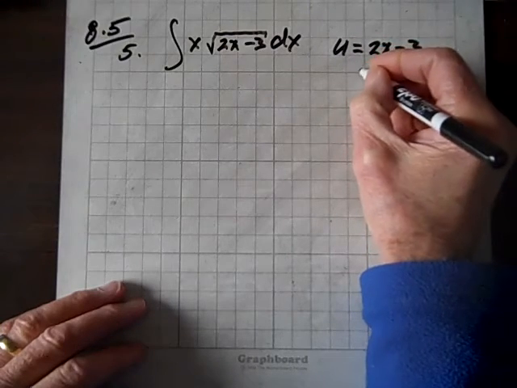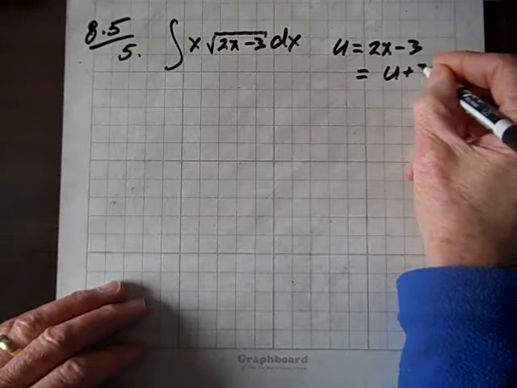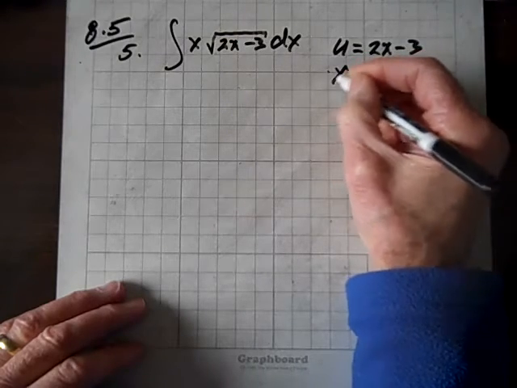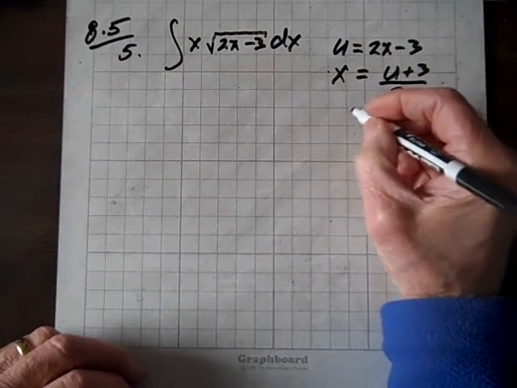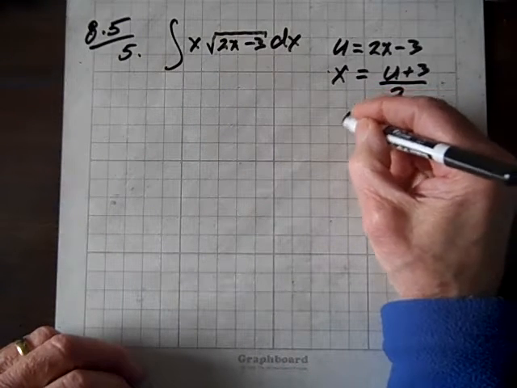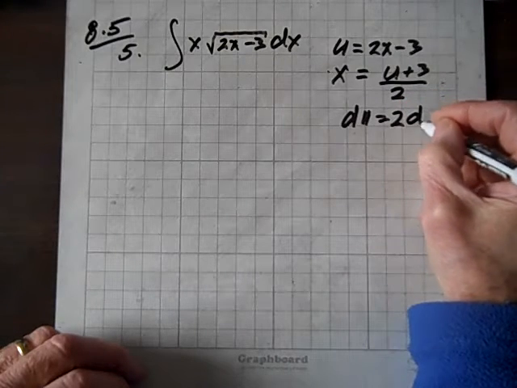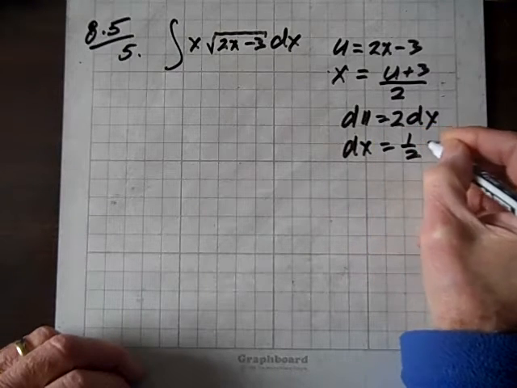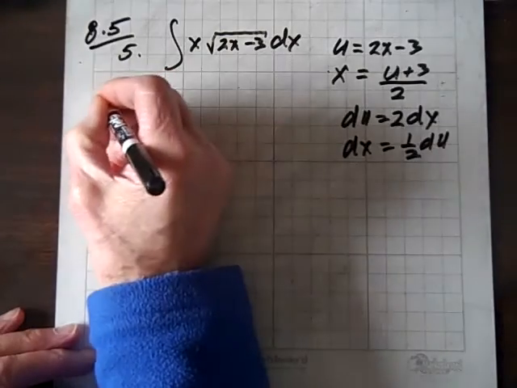So then let's solve for x. And if we solve for x, we'll add 3 to both sides, so we get u plus 3, and then we'll divide by 2, and we have x isolated. Check that out, make sure I did it right. And also we need to find a dx, so du equals 2 dx, or dx equals 1/2 du. So I think we're ready to make substitutions.